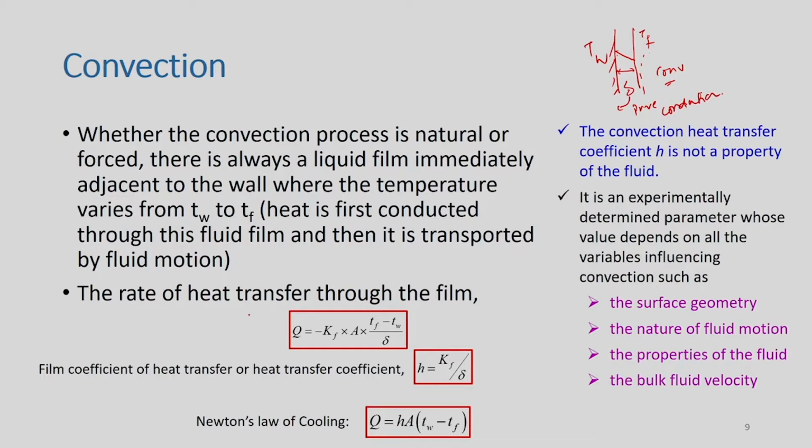So, this rate of heat transfer through the film, Q, can be represented by Q is equal to minus Kf into A into (Tf minus Tw) over delta. Delta is nothing but the thickness of this film, and small t and capital T are the same here. So, this film coefficient of heat transfer, or heat transfer coefficient h, is nothing but Kf by delta. What is Kf? Kf is nothing but the thermal conductivity of the film.